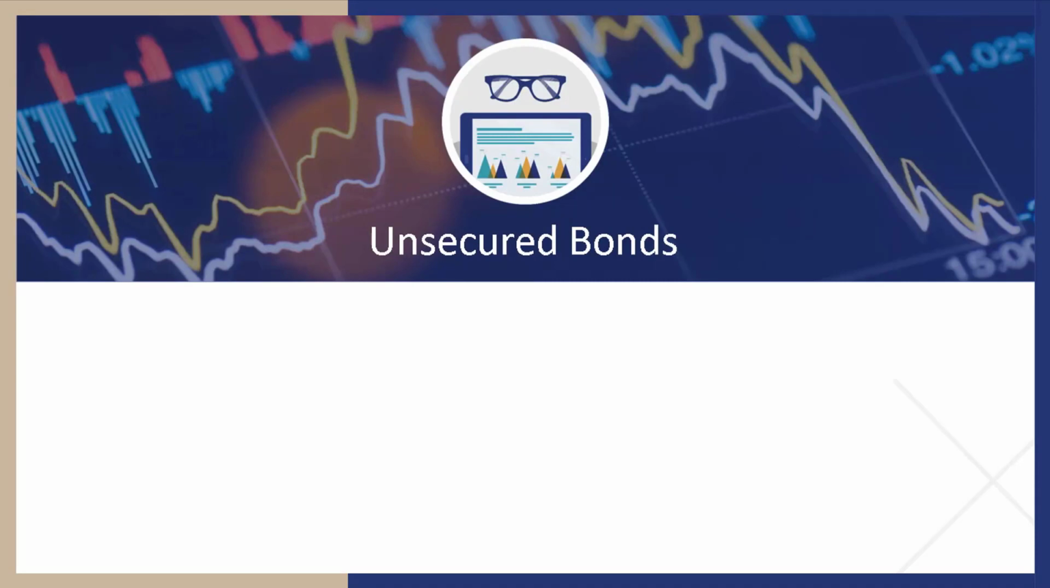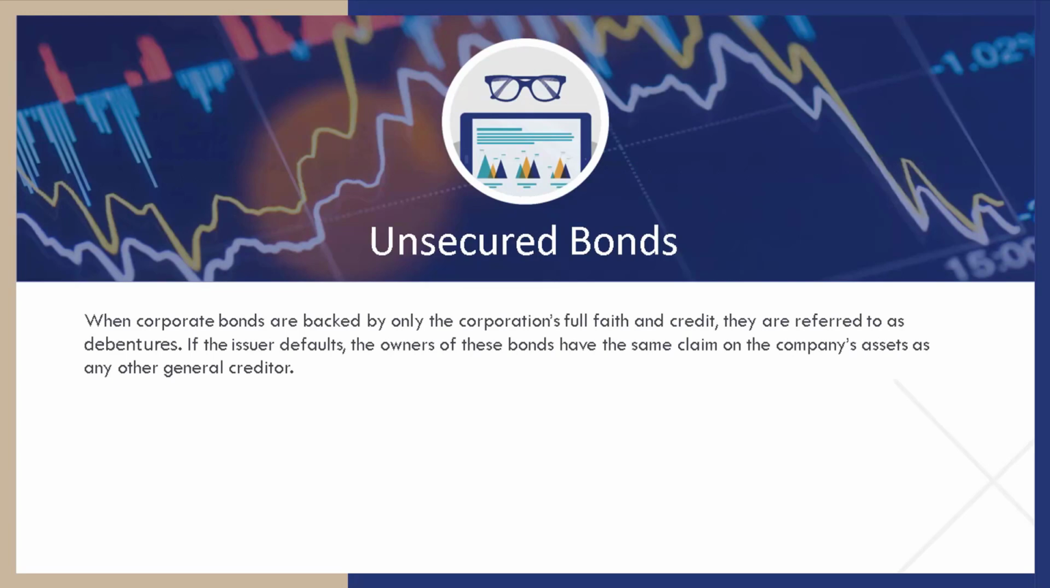We then have unsecured corporate debt, where it's backed by the corporation's full faith and credit, but there's no specific asset that's pledged. And this is called a debenture. Notice, a debenture. So they are referred to as debentures, and you don't have a claim against any specific asset.